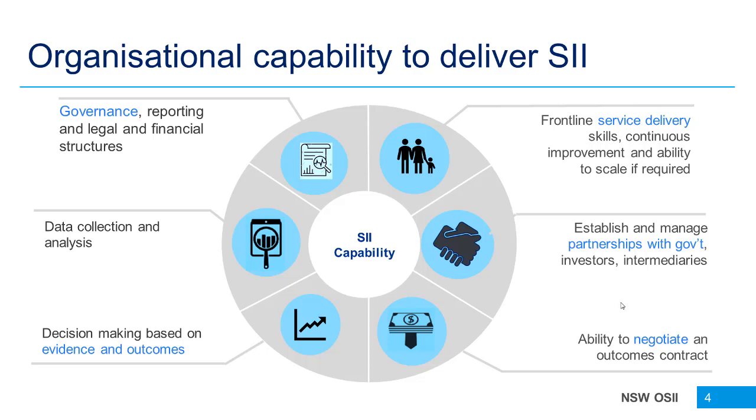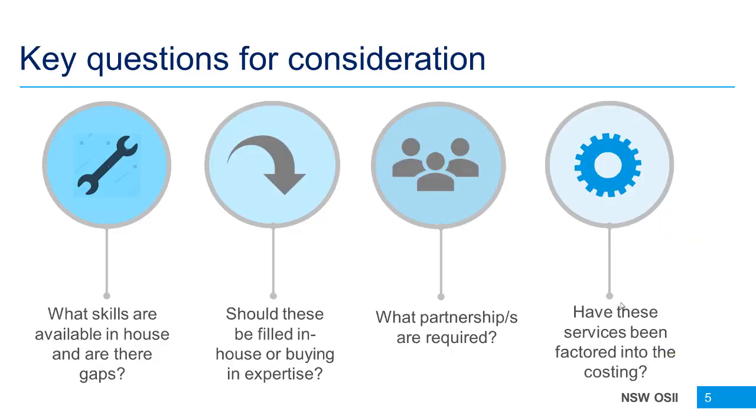So when you as a service provider are considering whether social impact investment is right for your organisation, and from a capabilities perspective, there are some key questions that you need to ask yourself. Do I have the skills in-house? And if there are gaps, should I fill these by bringing them in-house, or do I need to buy consultation and specific expertise for particular elements of the negotiation and the delivery process?